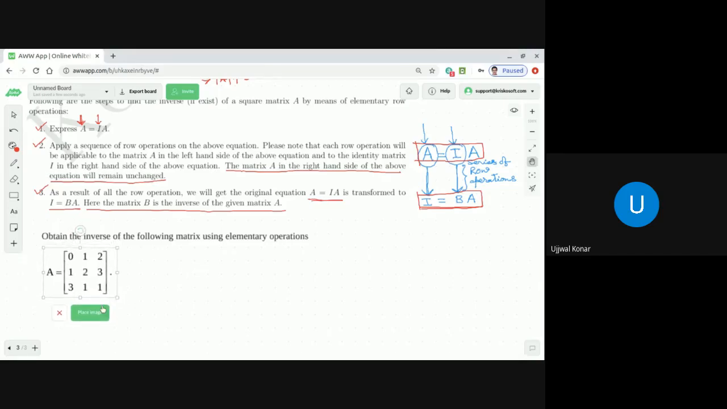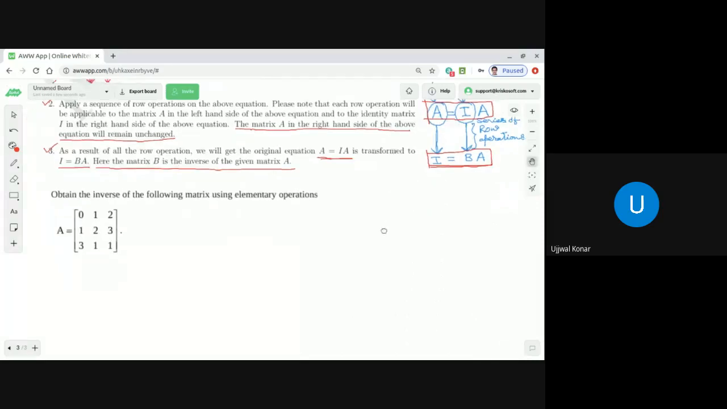So what is the matrix we have, dear students? A is equal to, reading row wise, 0, 1, 2, then 1, 2, 3, then 3, 1, 1. What we are going to do is find the inverse of this matrix.